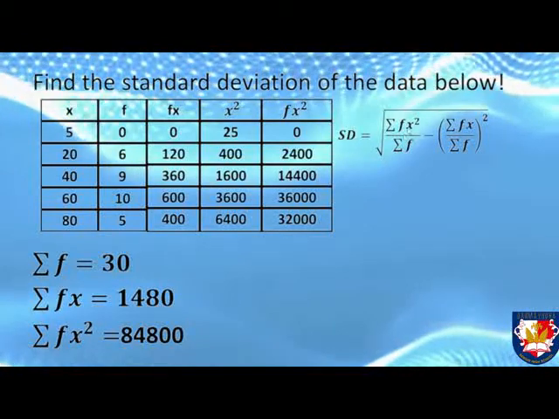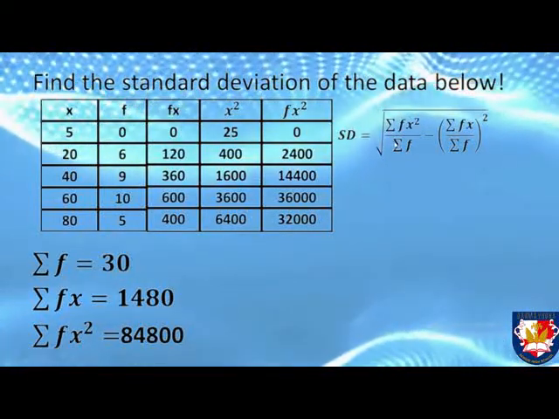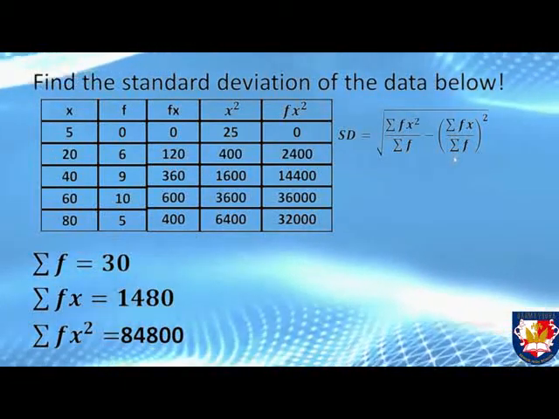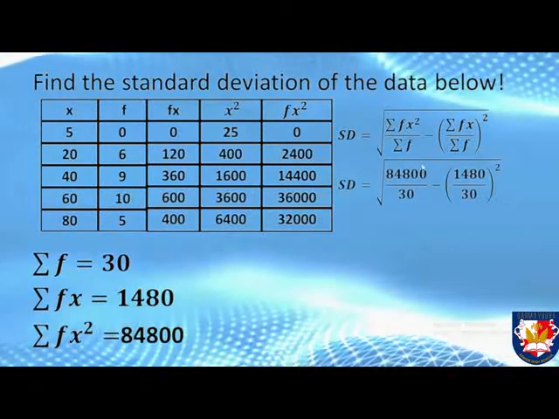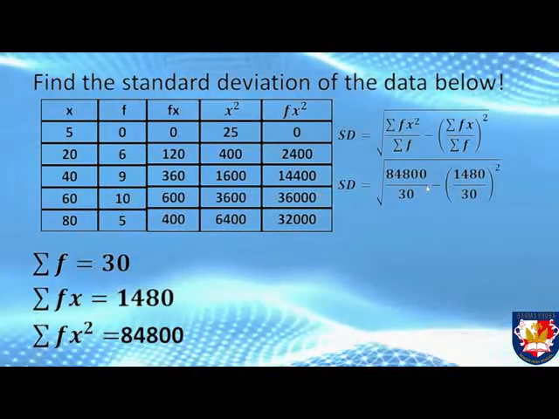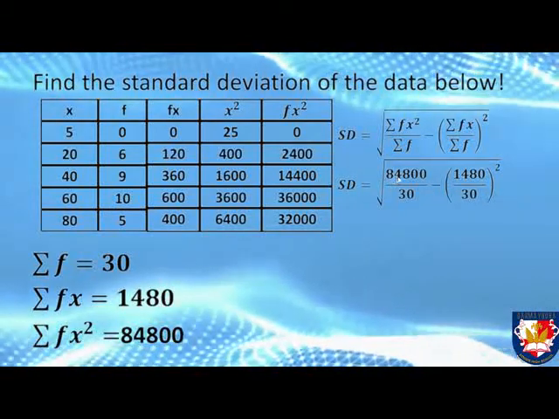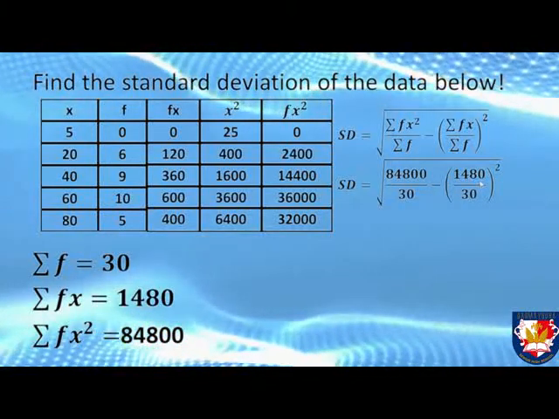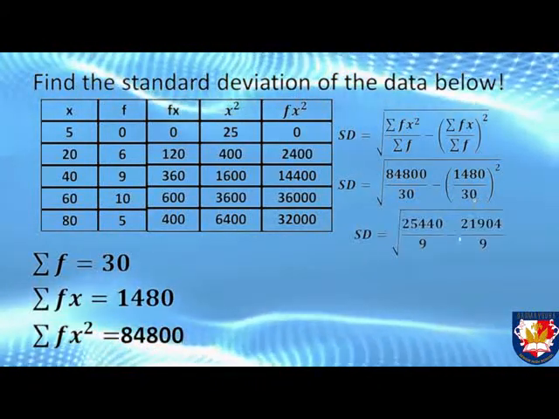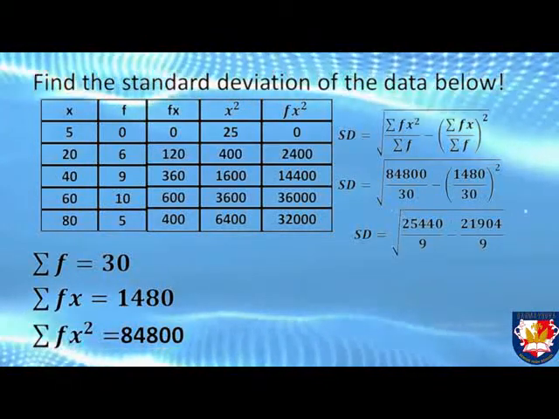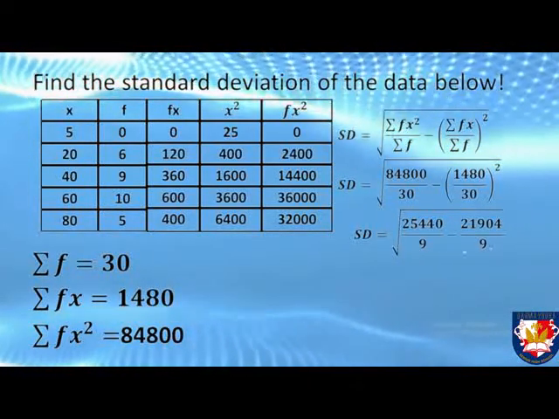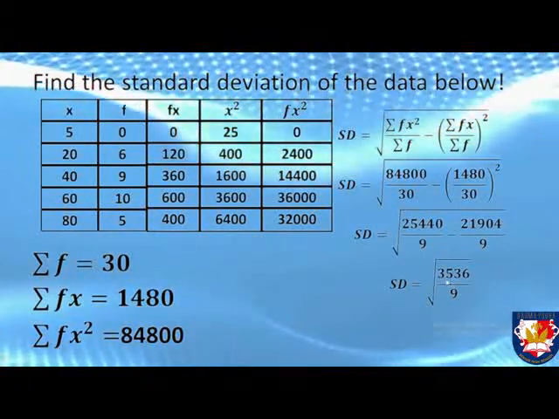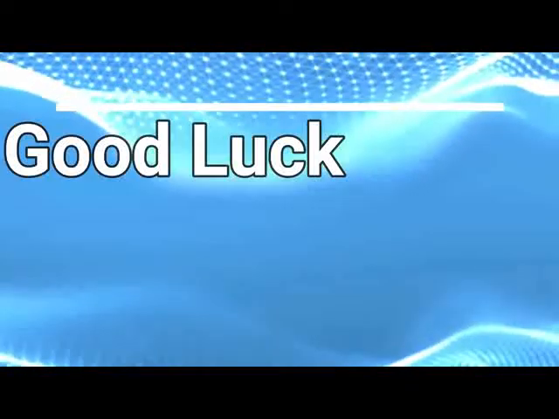So square root of sigma fx squared per sigma f subtracted by square of sigma fx per sigma f. Standard deviation equal to, we have found all the numbers that we need. It's 84,800 per 30 subtracted with square root of 1,480 per 30. We make the numbers in the same denominator, it's 9, and we'll get the standard deviation equal to square root of 3,536 per 9.